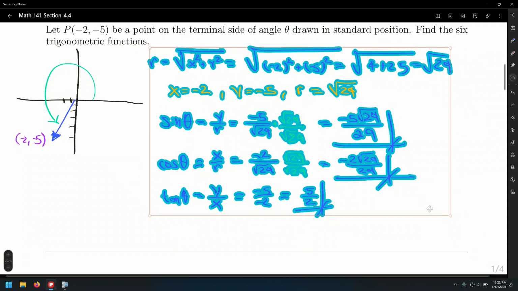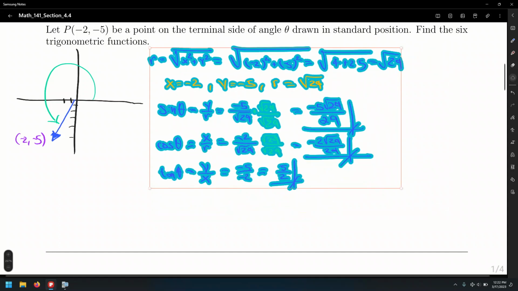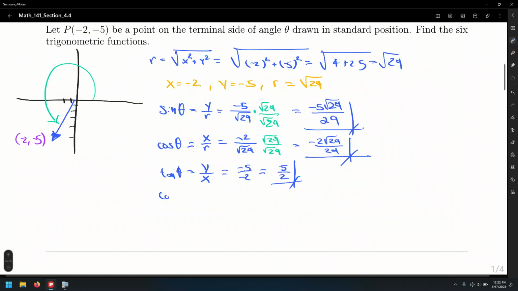Let me make some room. All right. Okay, so cotangent theta, that's the reciprocal of tangent, that's x over y, which is -2 over -5, that's 2/5. Secant, which is the reciprocal of cosine, and let's go back to the cosine function. The cosine function is x over r, so secant is r over x. And that's r, which is the square root of 29, divided by the quantity x, which is -2.